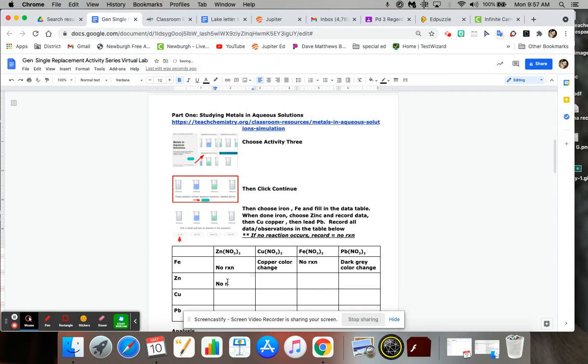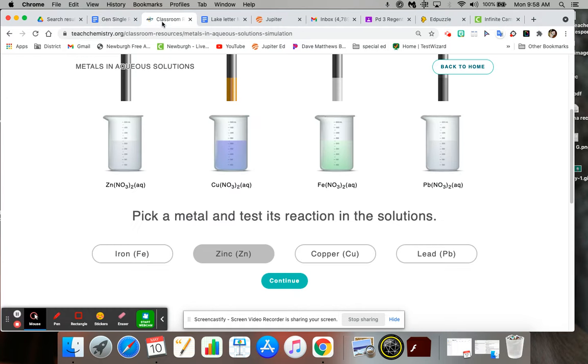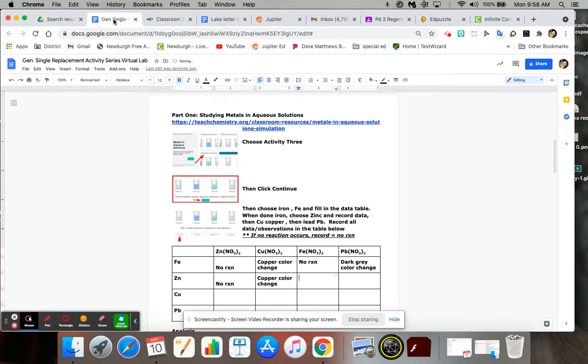Again, the first beaker was no reaction. Here we had a copper color change. I'm just going to copy and paste that. With iron, we had a silver color change. And then again, a dark gray color change.